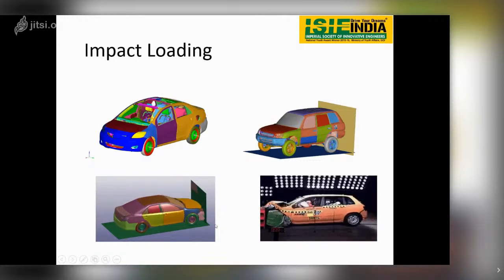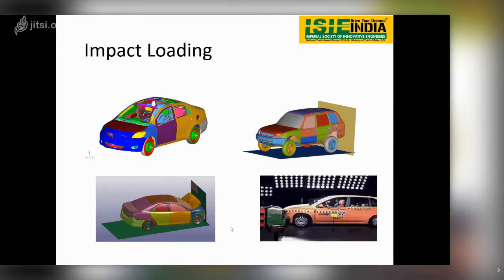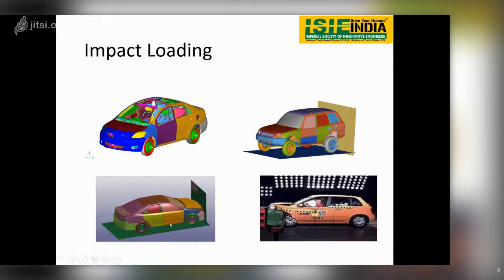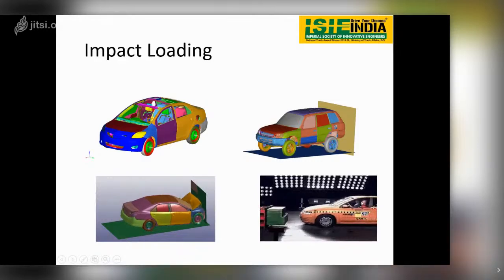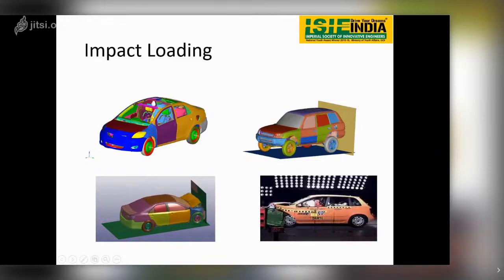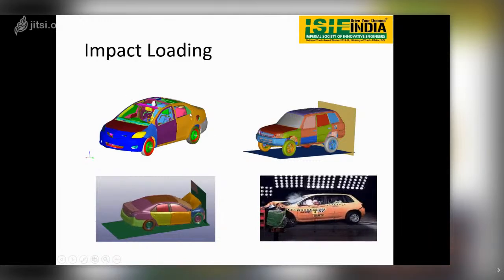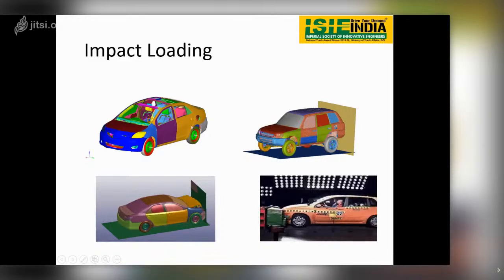In both the images or in both the GIFs, we can see that the results are almost matching. The theoretical calculation is resembling the practical, the experimental loading condition. To get this, we need to define the exact physics for the problem. This is the example of the rear impact and this is the example of the frontal impact.